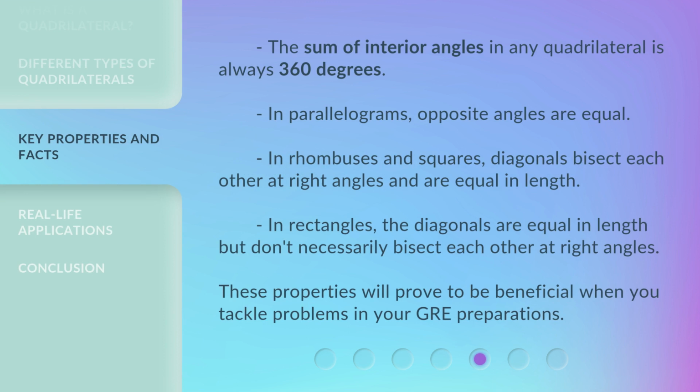The sum of interior angles in any quadrilateral is always 360 degrees. In parallelograms, opposite angles are equal. In rhombuses and squares, diagonals bisect each other at right angles and are equal in length. In rectangles, the diagonals are equal in length but don't necessarily bisect each other at right angles. These properties will prove to be beneficial when you tackle problems in your GRE preparations.